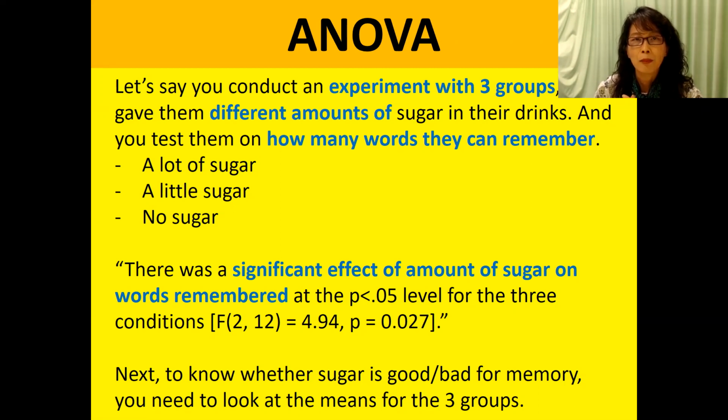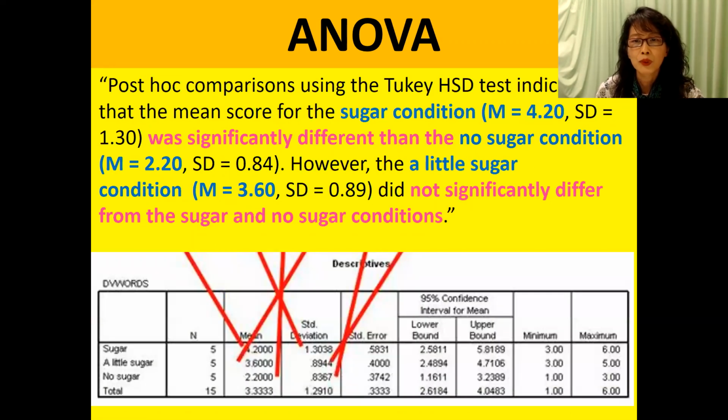That is less than 0.05. So the results are significant. That means the amount of sugar has an effect on the number of words remembered. And this is as far as this ANOVA result shows. We don't know whether a lot of sugar is good or no sugar is good. So in order to do that, we actually need to run a subsequent test called the Tukey HSD test.